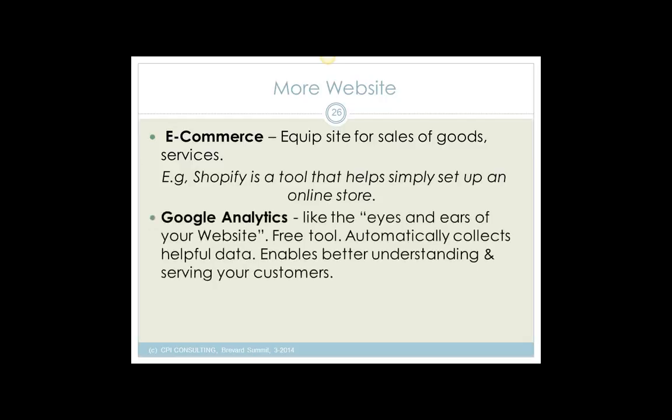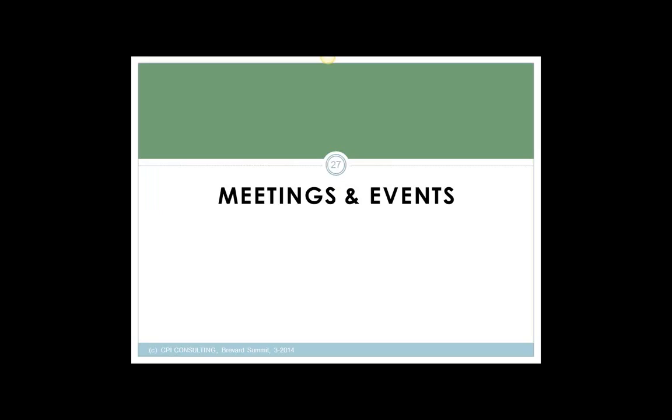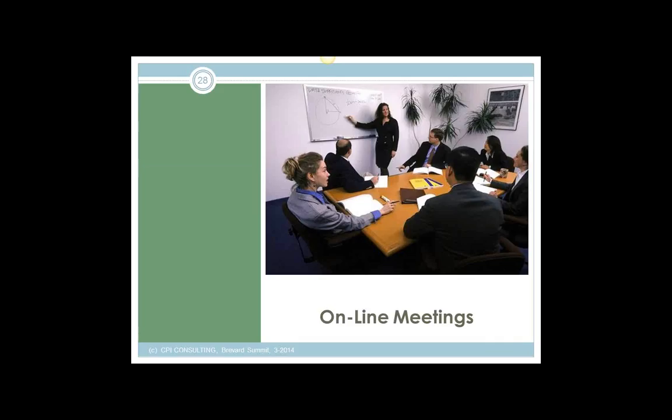Google Analytics, or the use of analytics, is really key, and one expert refers to it as the eyes and ears of your website. This is free through Google and automatically collects data to help you better understand and serve your customers. You know who's coming there, what they're doing while they're there, where they're from, and data that can help you evaluate how you're doing business-wise. There are also fee-based services that have a variety of features as well. So that's websites, and we're going to quickly go to meetings and events.